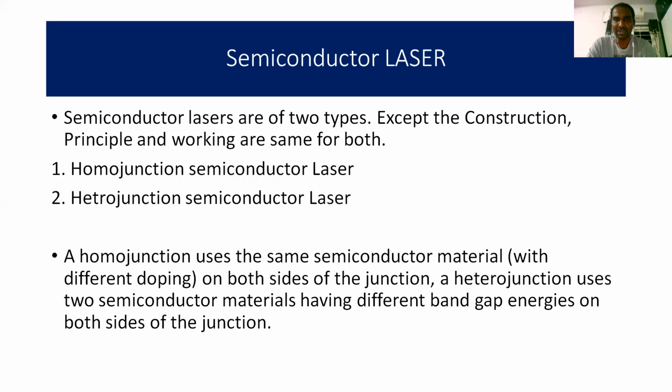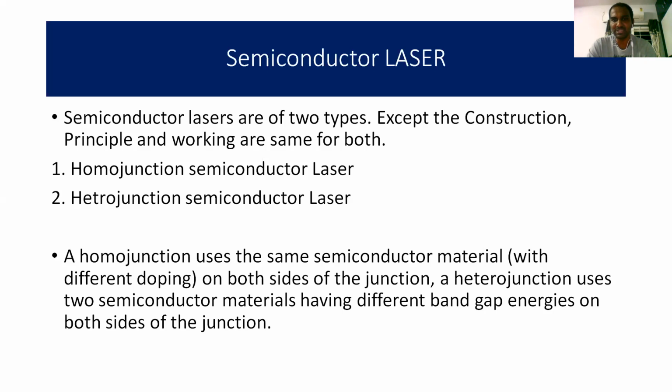So if you consider the semiconductor laser, there are two types. Except the construction, principle and working are same for both. So here the two types of semiconductor lasers are: first one is homojunction semiconductor laser, second one is heterojunction semiconductor laser.